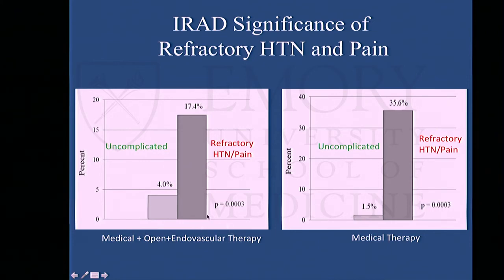When you look at all of the patients and they were treated with the 3 modalities, medical, open, or stent graft, if they had refractory hypertension or pain, their mortality rate in-house was 17% compared to 4% when they were truly uncomplicated and had no pain. When you take out the surgical or endovascular intervention and just look at patients that were treated with medicine only, if they had refractory hypertension and pain, their mortality rate was up to 35%.